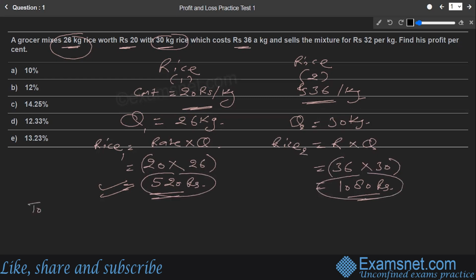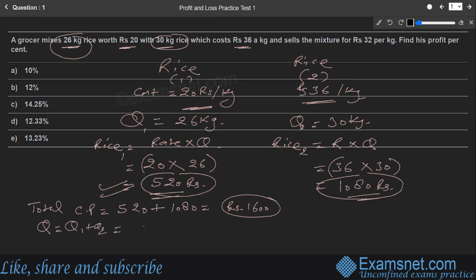If you want to calculate the total cost price, because they are mixed, the cost prices have to get added up. If you add them both, it comes out to be rupees 1600 exactly. This is the total cost price of the mixture that he is going to sell. Now, what is the total quantity? The total quantity of the mixture is 26 plus 30, that is 56 kg, and the total cost price of the mixture is 1600 rupees.